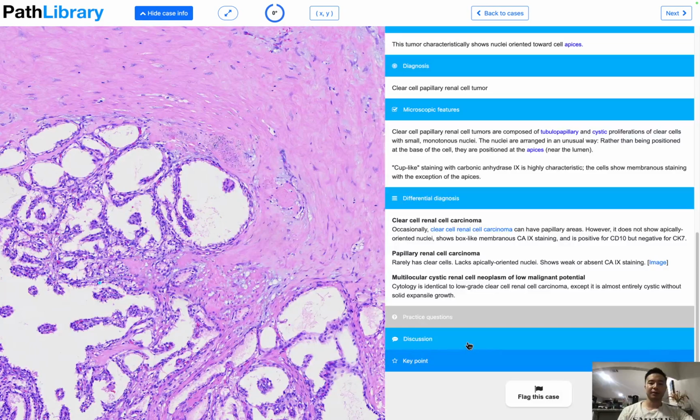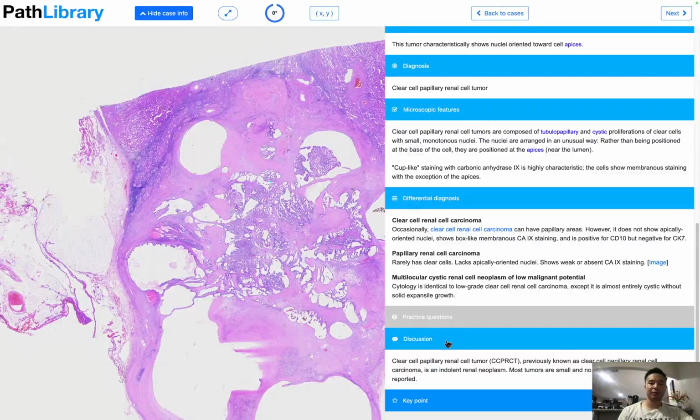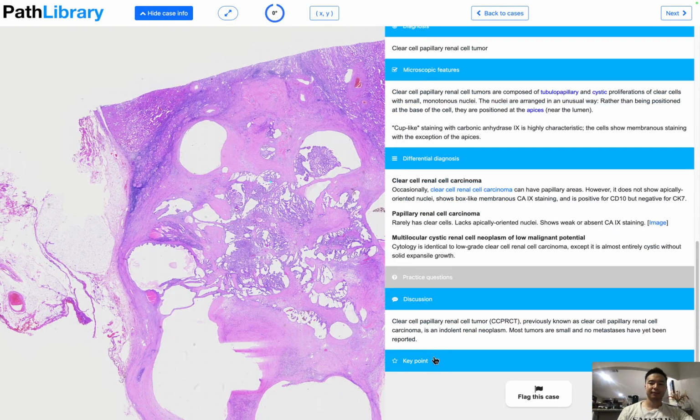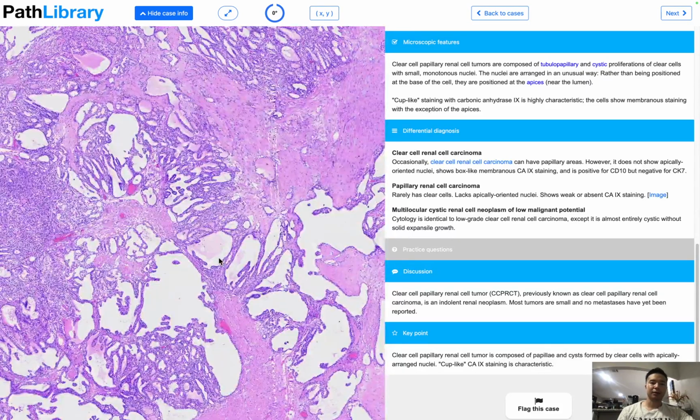And multilocular cystic renal cell neoplasm with low malignant potential. This is entirely cystic without any solid expansile growth. So these tumors are small and no metastases have yet been reported. So clear cell papillary renal cell tumor.